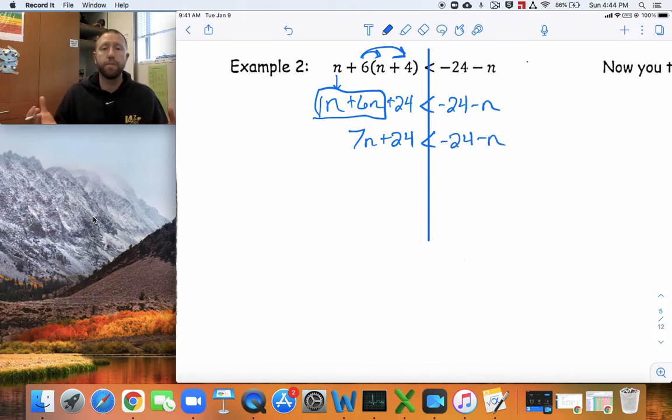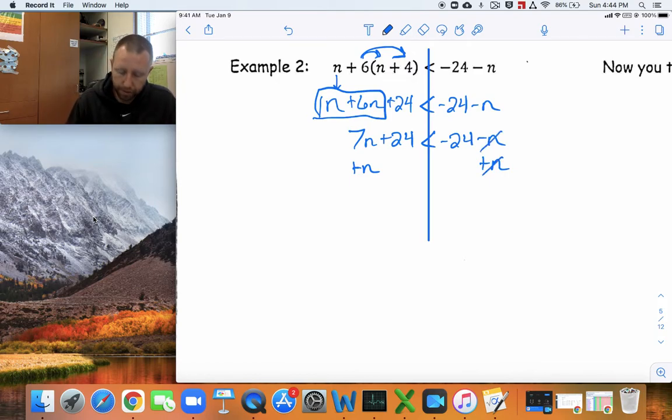I've got variables on both sides. I always like to get rid of the one on the right. And because I have constants on both sides as well, it works this time. So I'm going to add n to both sides. And that gets me 7 plus 1. That's 8n plus 24 is less than negative 24.